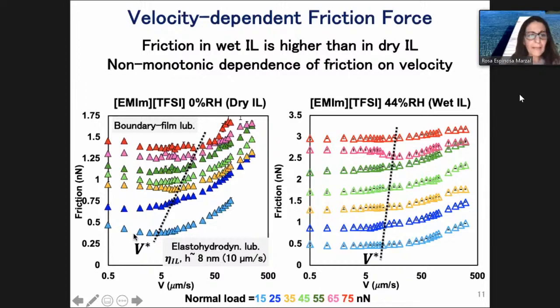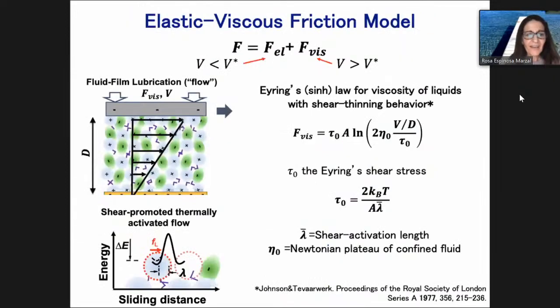So we have tried to describe these results from a quantitative point of view, very simple, with an analytical model to try to understand what water is doing here. And so we have used the elastic viscous friction model. So it considers that there are two contributions to the friction force: an elastic component that is more prominent at the slowest velocities, and a viscous component that is most prominent at the highest velocities.